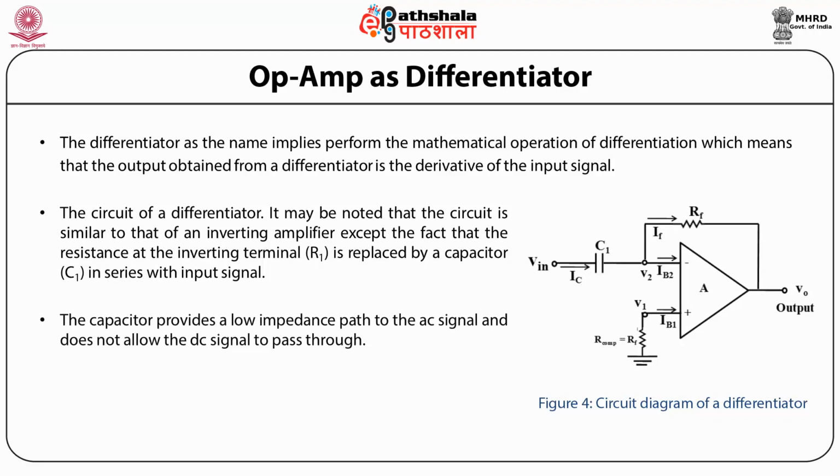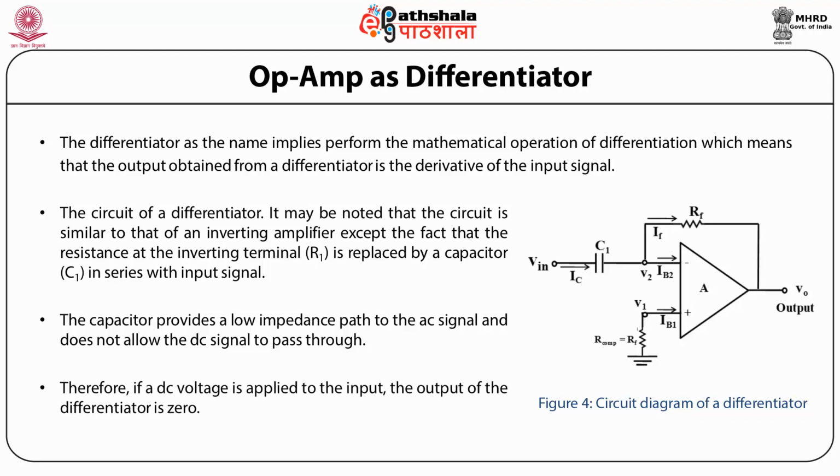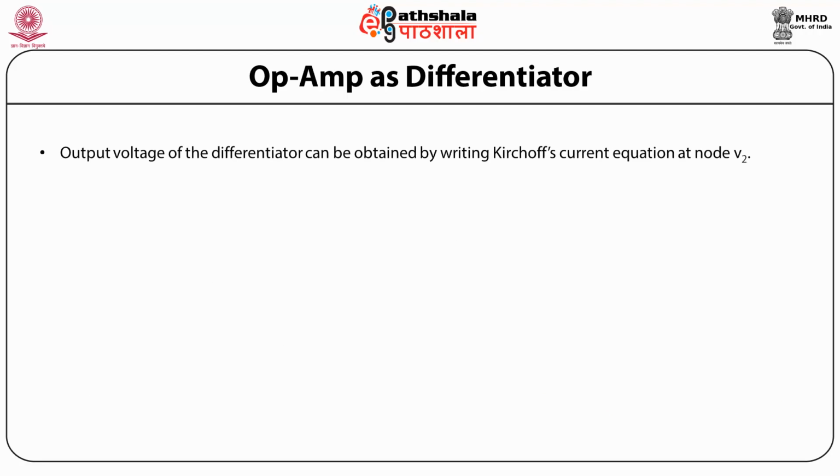The capacitor provides a low impedance path to the AC signal and does not allow the DC signal to pass through. Therefore, if a DC voltage is applied to the input, the output of the differentiator will be 0. Now, the output voltage of the differentiator can be obtained by writing Kirchhoff's current equation at node V2. Therefore, we have IC is equal to IB2 plus IF.